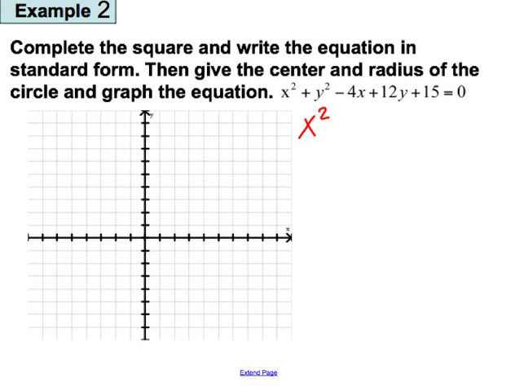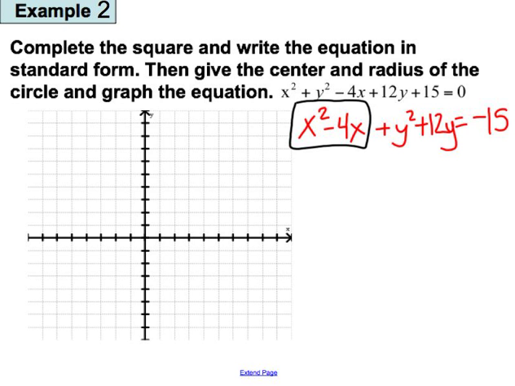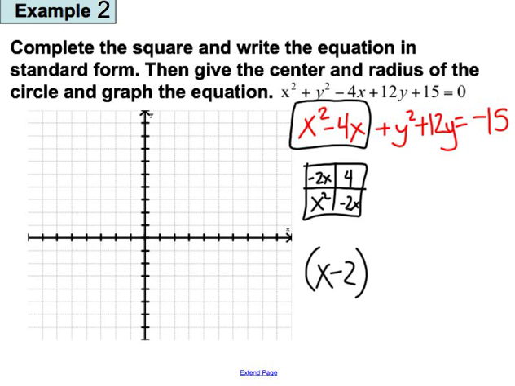So now we have x squared minus 4x. We're going to put the x's together and the y's together, and we're going to put the 15 on the other side. So I'm going to complete the square twice. I'm going to complete the square with the x's. When I complete the square, I'm going to end up with x squared and negative 2x in each corner. That creates a 4. So in the end, it'll be (x minus 2) squared. It created a 4, so I'm going to add that on the other side.